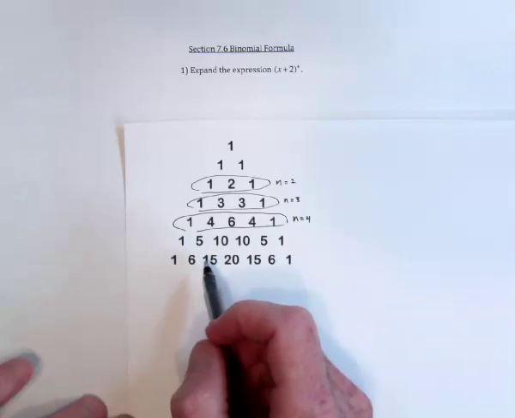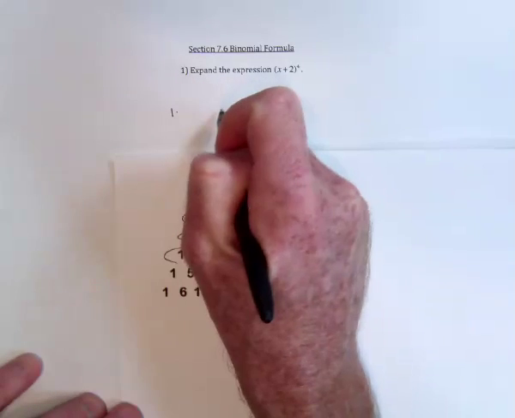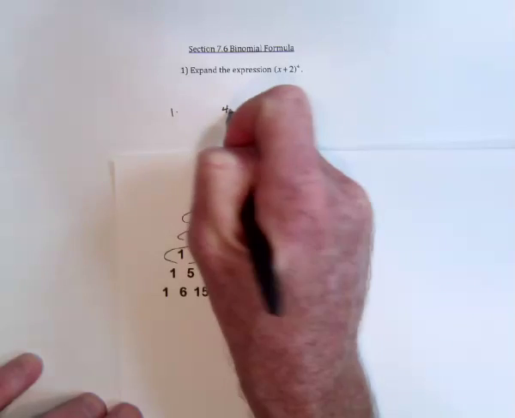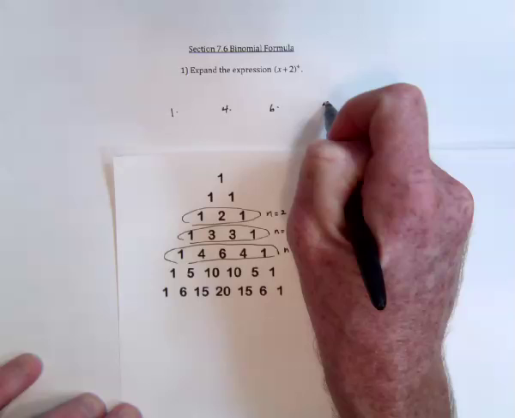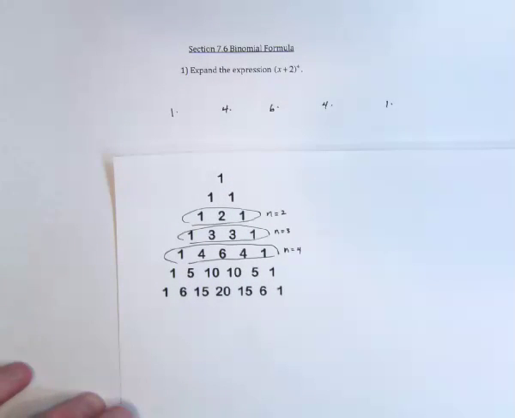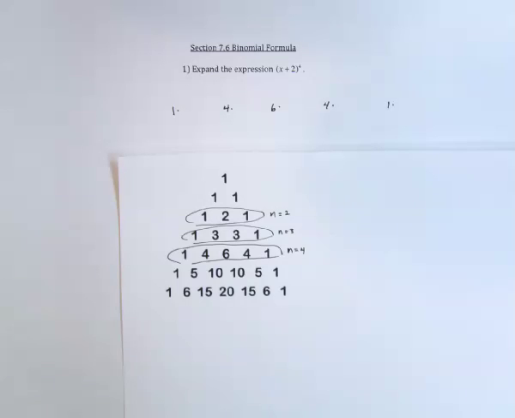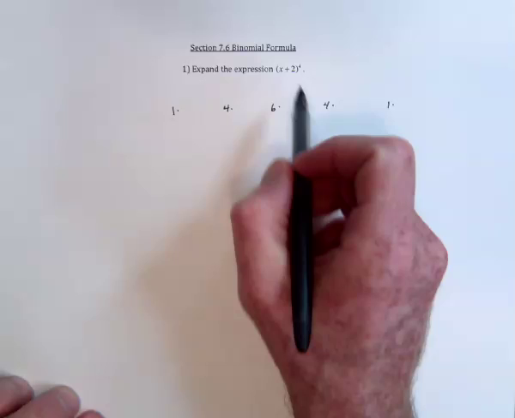The 1, 4. So that's going to give us a 1 times something, 4 times something, 6 multiplied with something, 4, and 1. Okay, so now we're done with Pascal's triangle. Now what do we multiply with?